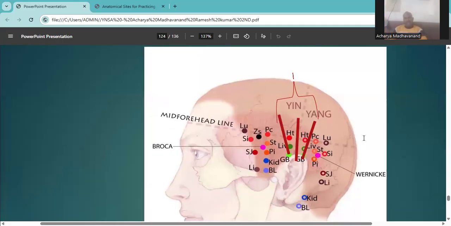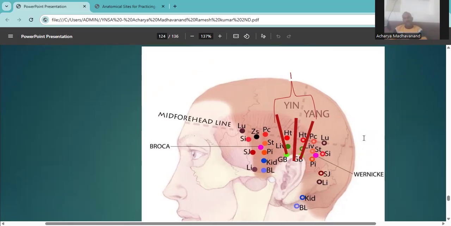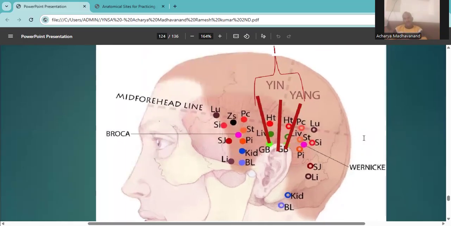Ja. In this enlarged picture, show only points. Enlarged picture. Ja.